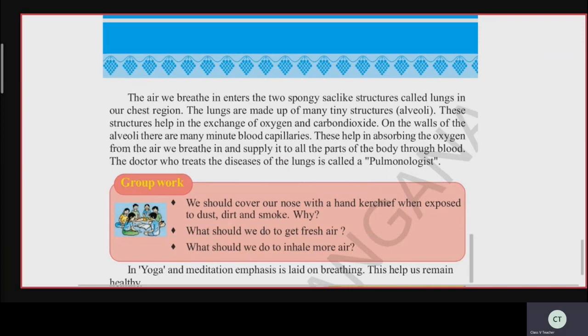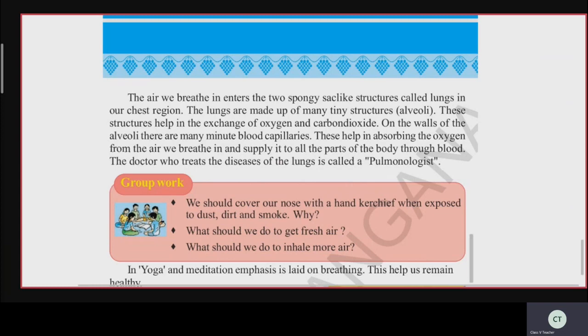I showed you, children, on the walls of the alveoli there are many minute blood capillaries. These help in absorbing the oxygen from the air we breathe in and supply it to all parts of the body through the blood. So the doctor who treats the diseases of the lungs is called a pulmonologist.